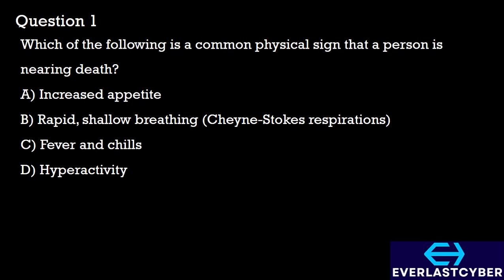In option B, rapid shallow breathing or Cheyne-Stokes is a common breathing pattern in the final stages of life, and it is characterized by periods of apnea and shallow rapid breathing. In option C, while fever and chills can occur during illness, they are not consistent or defining signs of nearing death. They might indicate an underlying infection or other condition, but they are not specifically related to the natural dying process.